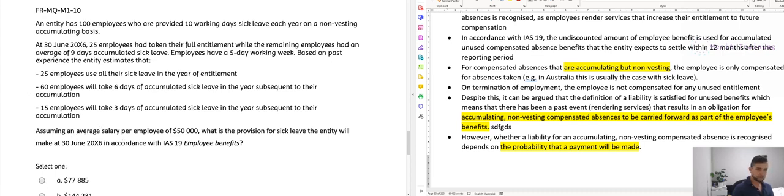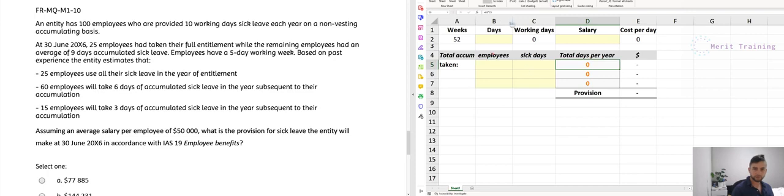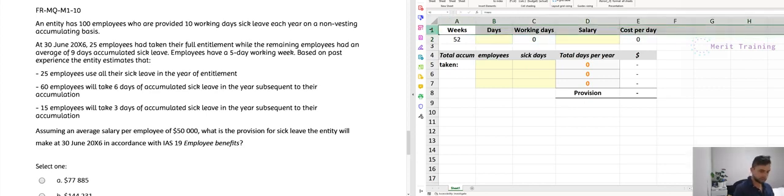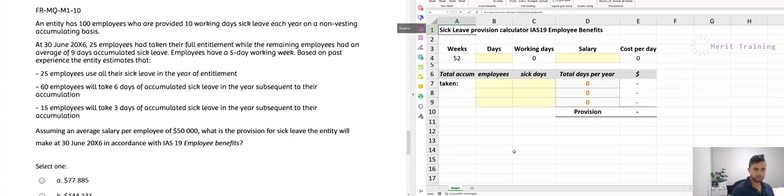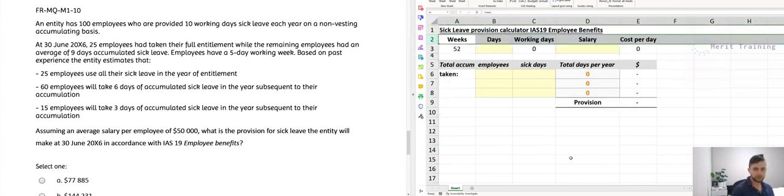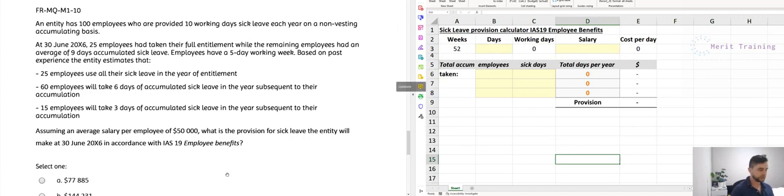So I've actually pulled together this calculator over here for you. I'll save it on the website so you can download it and use it yourself. So basically, the approach, let me just add in a title: sick leave provision calculator, IAS 19, employee benefits. Okay, so basically how it works is, first of all, we need to know what the cost per day is, because obviously the provision's in dollars, not days.